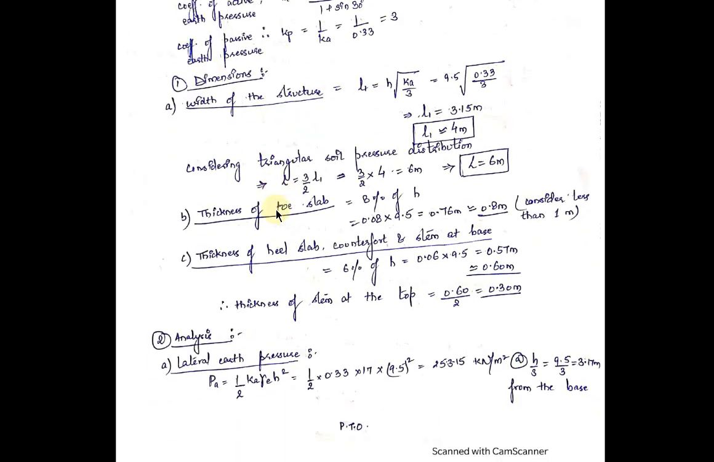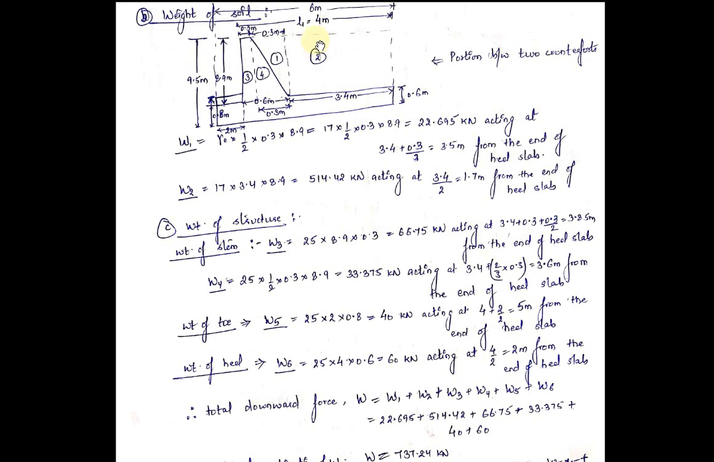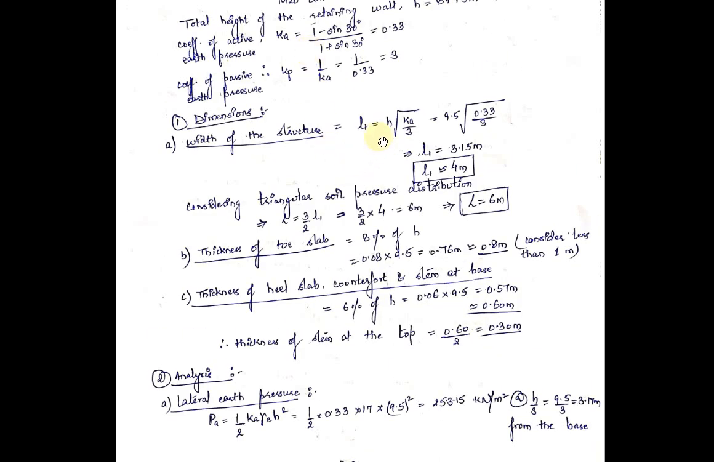See, width of the structure, if you remember that in a cantilever retaining wall, L1 was the distance from the front face of the stem to the end of the heel. L1 is the distance between the front face of the stem and the end of the heel slab. So this is your L1. So first of all, we will find out the value of L1.